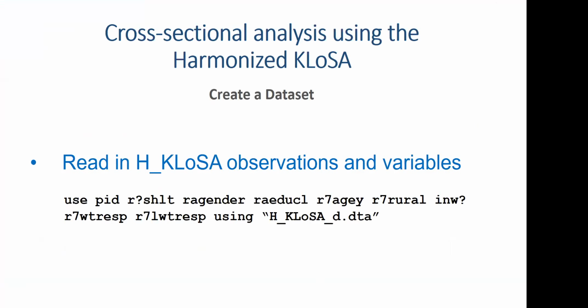So the first thing we want to do is read in the observations and variables from the Harmonized KLOSA. We employ the command use because we're going to use this dataset and bring it into Stata. Stata works by building a dataset in its memory, which makes it fast, but it needs to be brought into Stata memory first. So we're going to use the variables we identified using the Harmonized KLOSA dataset.